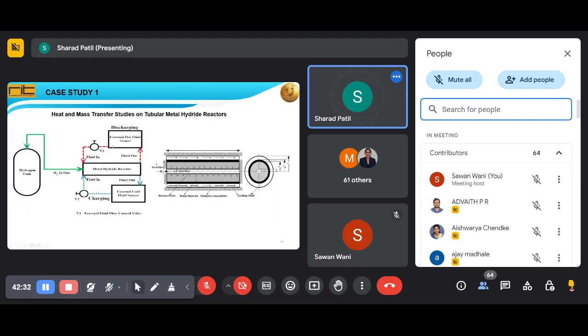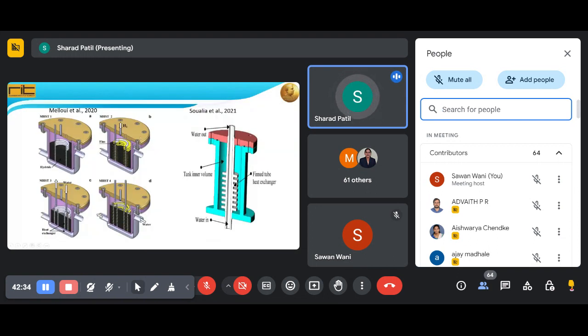So people have proposed a lot of things. These are the various geometries which are published by different authors. Mowley et al. have proposed this kind of reactor where you can have a helical coil; the black color shows the hydride, and the helical coil shows the insertion of the coolant. Or you can see the inner duct where hydrogen is supplied and the coolant is also circulating around it. He proposed these many reactor designs.